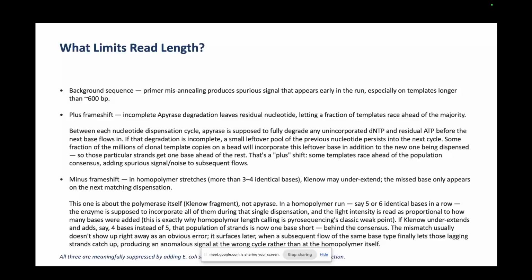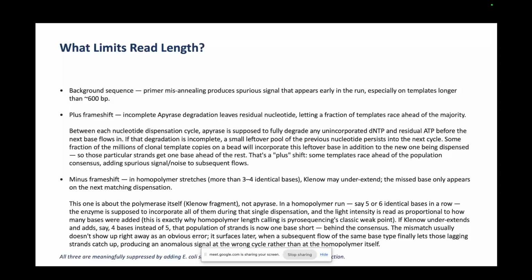So in plus frame shift, what will happen is incomplete apyrase degradation will leave residual nucleotide, which will let a fraction of the nucleotide templates race ahead of its majority. It will not destroy all the residual nucleotides, and some of them will have a competitive advantage because those are already attached to biotin related things and so on and so forth. So basically, it will introduce errors.